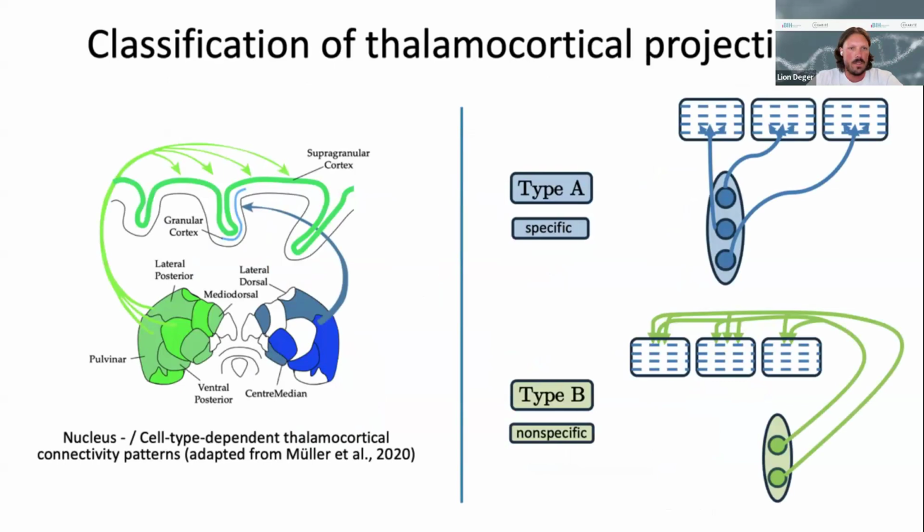There are several ways to classify the nuclei. I'm going to tell you about the most classical one. It's by projection type, and you can roughly categorize two nuclei types. On the left side, you see what we call non-specific nuclei, and they are characterized by diffuse projections to the cortex.